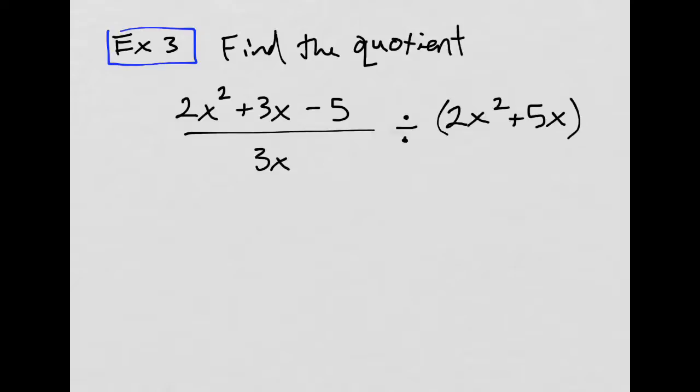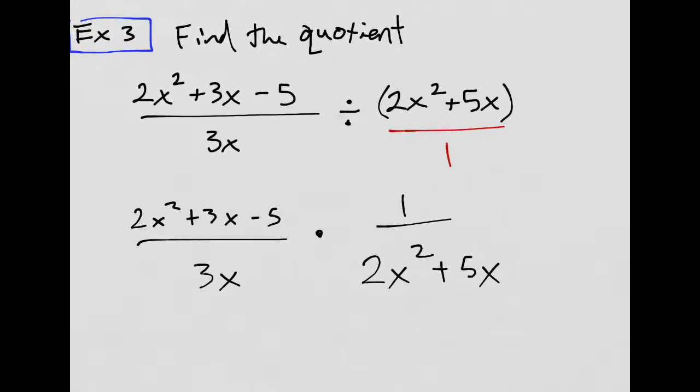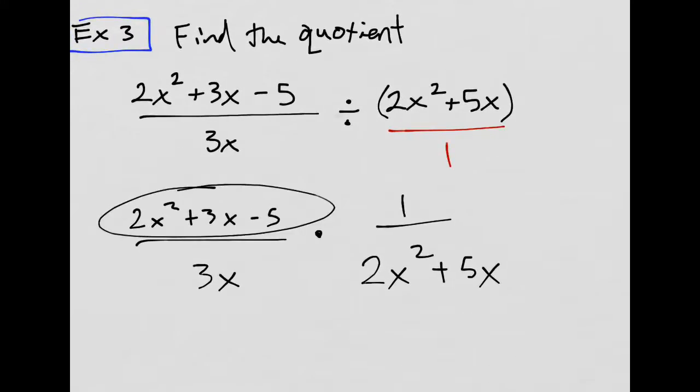For this one, the first thing is to divide by 1 so that it's a fraction. Because it is division, we always want to keep the first one, flip the second one, and multiply. So that's what I'll do first. Keep the first one. Flip the second one and change that to multiplication. So this is 1 over 2x squared plus 5x. And then we'll do big X on that one.